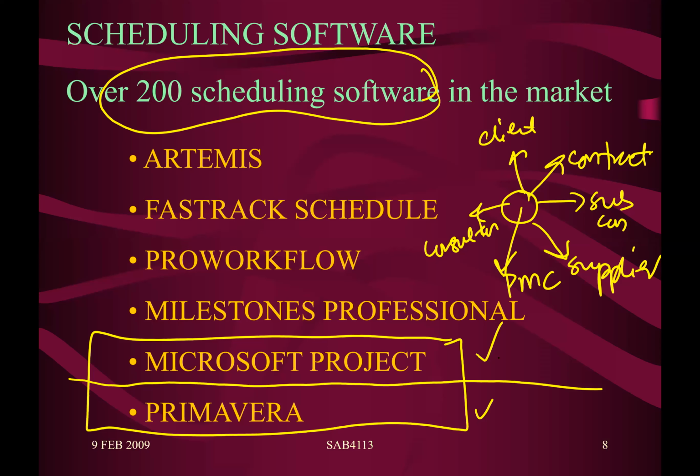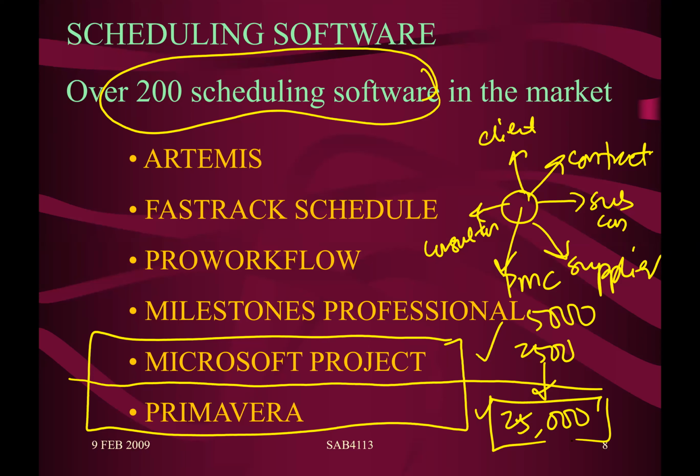But it's not comparable, because just imagine Microsoft Project, the original software, the standard version could cost you around 2,500, whereas the professional version could cost you around 5,000. And Primavera could cost you around 25,000 for one software. Just imagine the original version, but you can get the so-called version that can be run from Shopee.